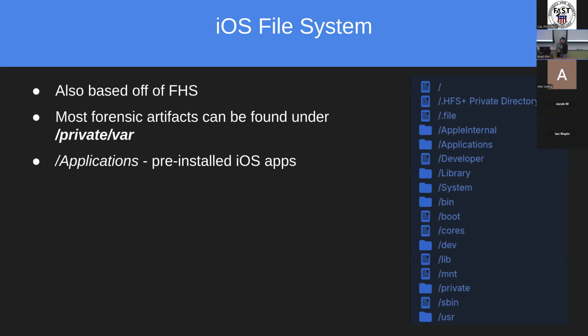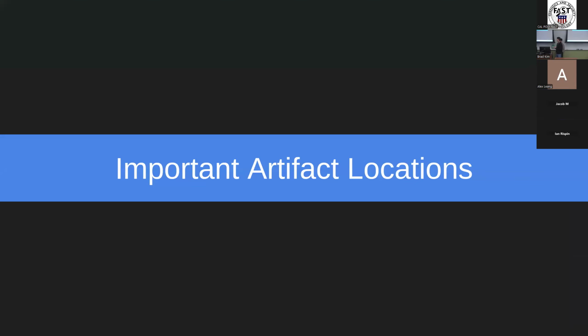But for the most part, we're going to be investigating under the private/var directory, which is where essentially all the applications of iOS devices save their data to. You can also take a look at /applications, which are the pre-installed iOS apps that come on every Apple device. So then I'll hand it off to Art.